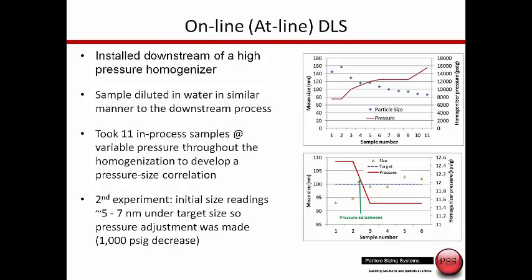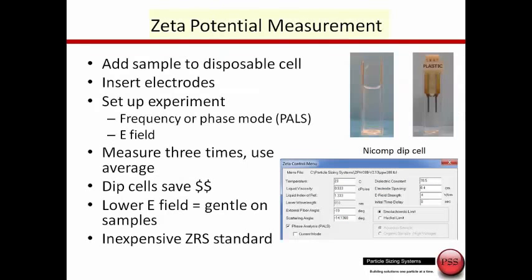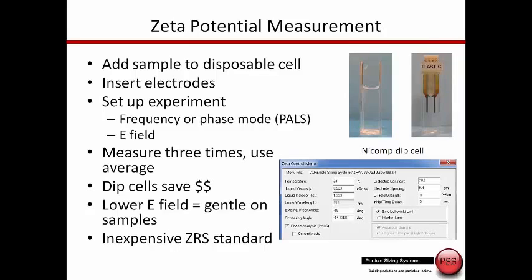The system can also be configured to measure zeta potential, which is a measure of the charge on the surface of particles. This is an easy measurement to make. The way we do it is we take a plastic disposable cell, fill it 3/4 with the sample, insert our dip cell, and then these electrodes are going to apply the electric field, and we take the measurement right here.